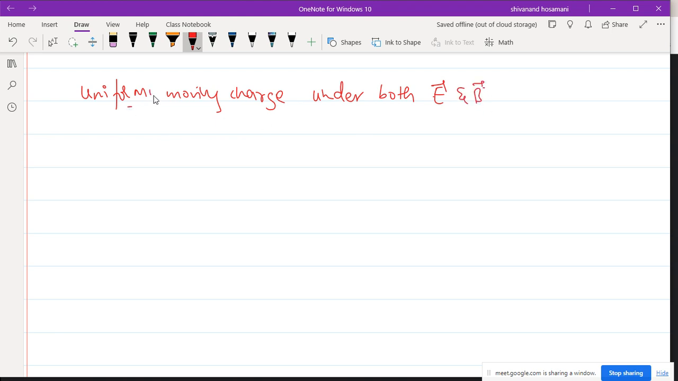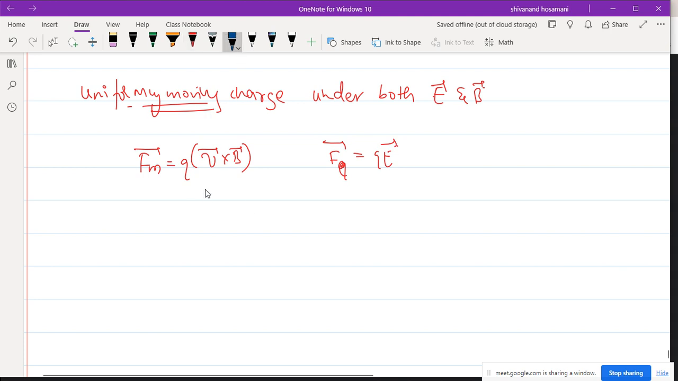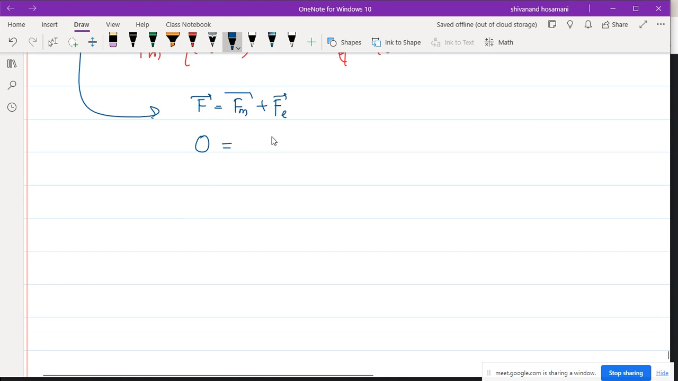A uniformly moving charge has total net force equal to zero, so its acceleration is zero. The magnetic force is given by Fm = q(v cross B). The electric force on the charged particle is F = qE. Therefore, the total net force F is equal to Fm plus Fe. If the total net force is zero for a uniformly moving charge, then 0 = q(v cross B) + qE.